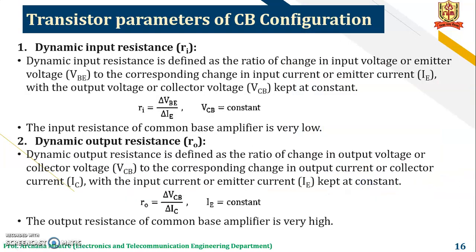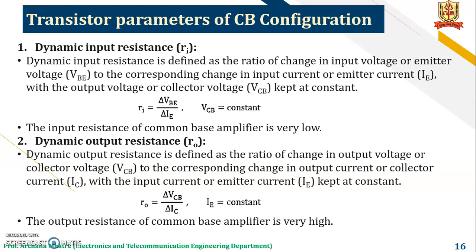Now next, the transistor parameters for CB configuration. First is the dynamic input resistance. The dynamic input resistance is defined as the ratio of change in the input voltage or emitter voltage to the corresponding change in the input current or emitter current with the output voltage VCB kept constant. The input resistance of common base configuration is very low.